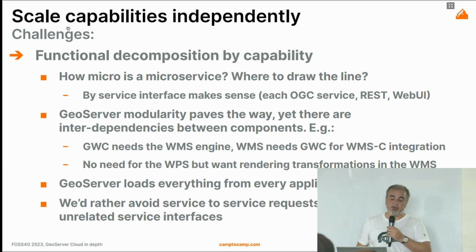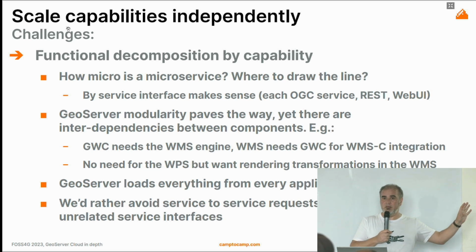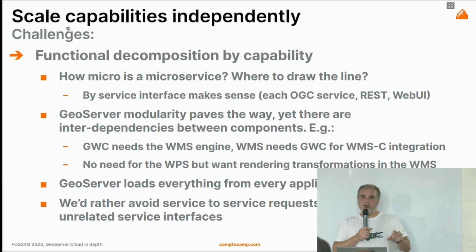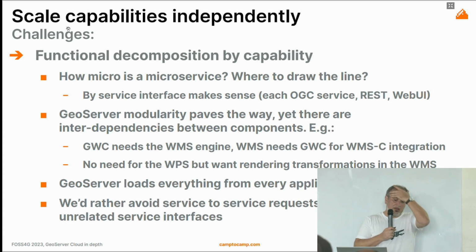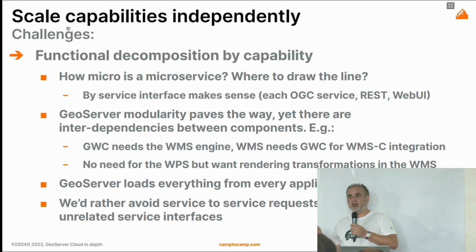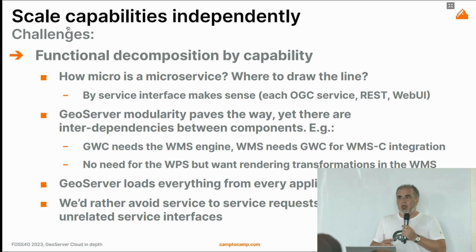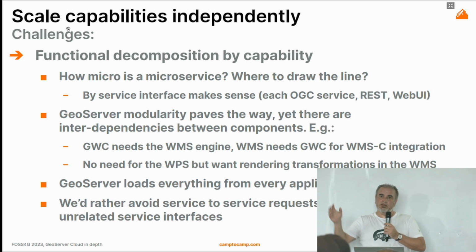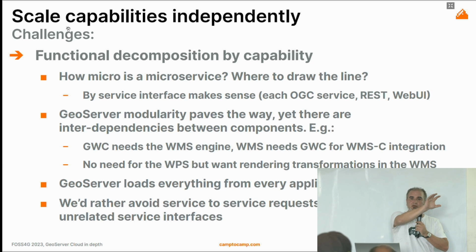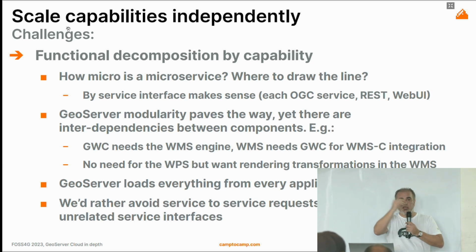To do that, GeoServer's modularity really paves the way. Yet there are interdependencies between components that we need to deal with. For example, if you had the GeoWebCache service as a separate service, it still needs the rendering engine from WMS to create the target images when they are missing. At the same time, in the WMS, you need the GWC, the GeoWebCache engine, if you want to integrate the WMS caching protocol into the WMS. But in the WMS service, you don't want to expose the GWC services. In the GWC microservice, you don't want to expose the WMS service interface.